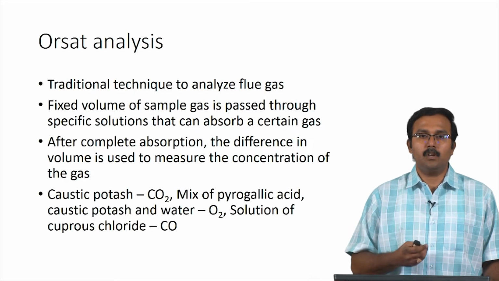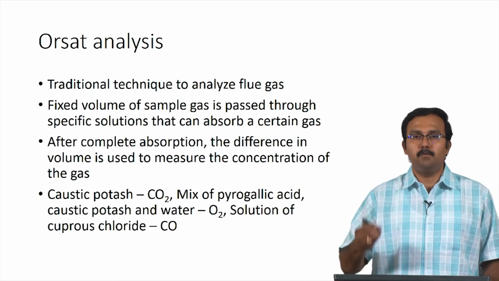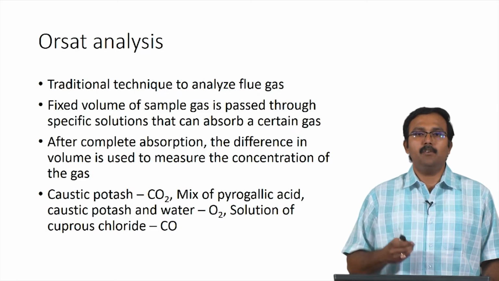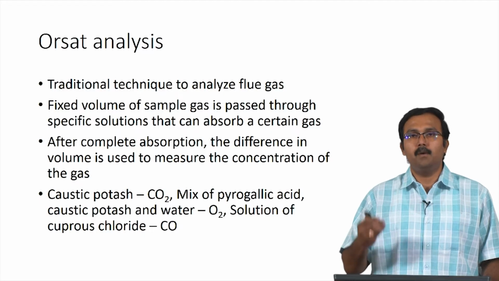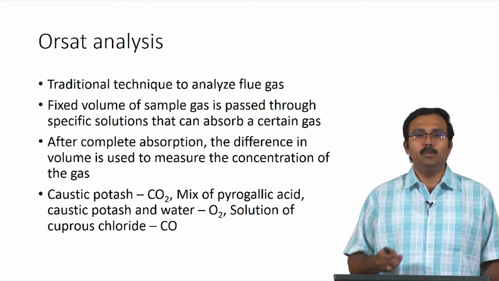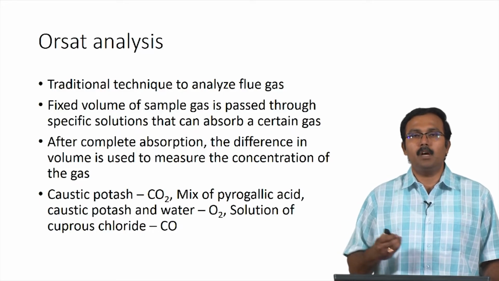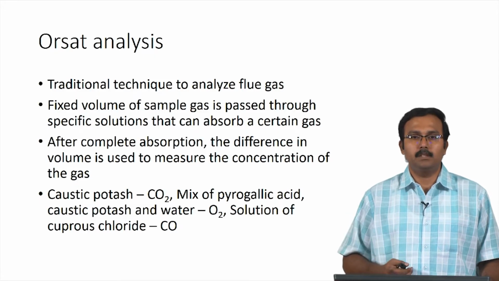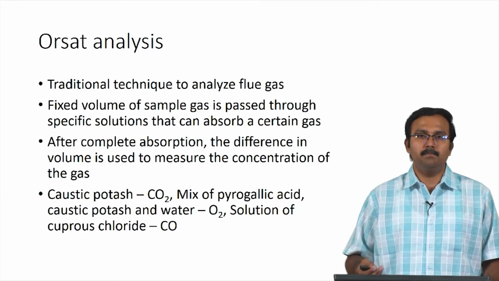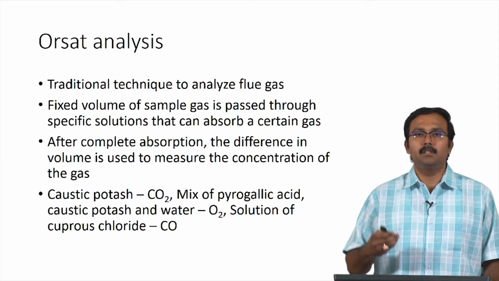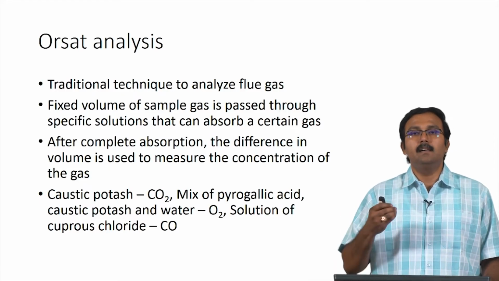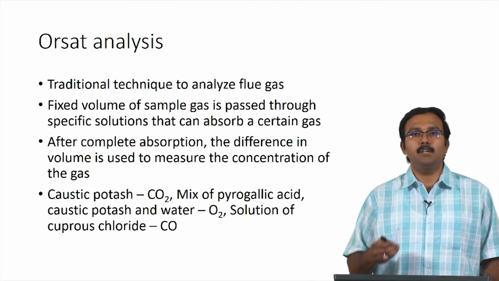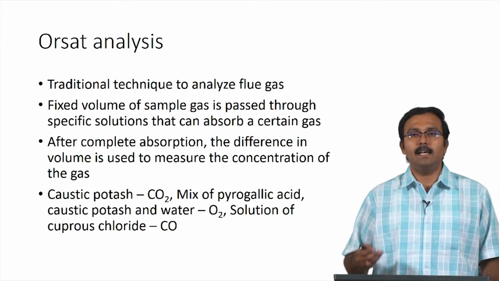So, caustic potash is used for absorbing carbon dioxide, a mix of pyrogallic acid and caustic potash and water is used for absorbing oxygen, and a solution of cuprous chloride is used for absorbing carbon monoxide. So, by this method we can actually use Orsat analysis to get the dry basis compositions of the different flue gases which are leaving the system.